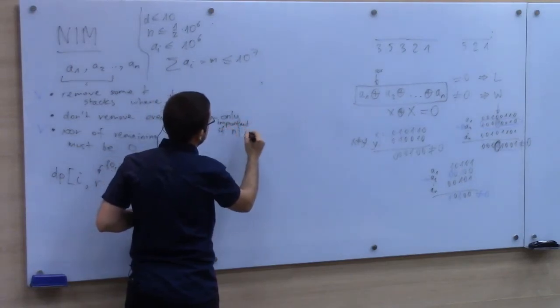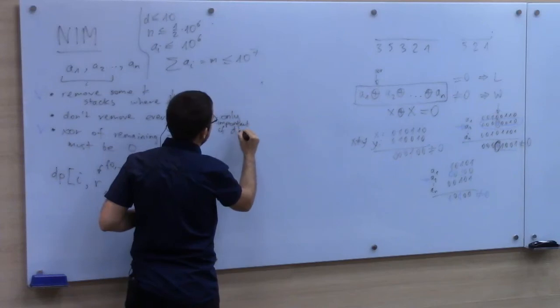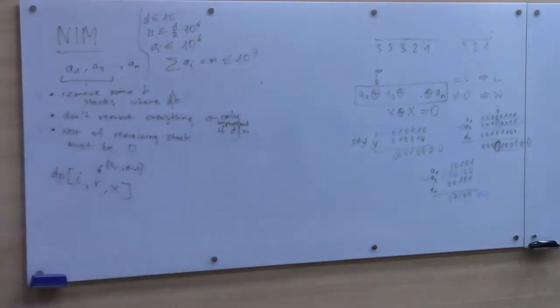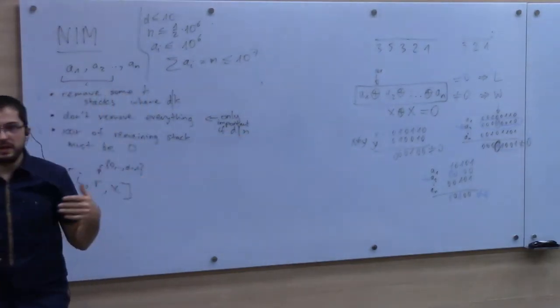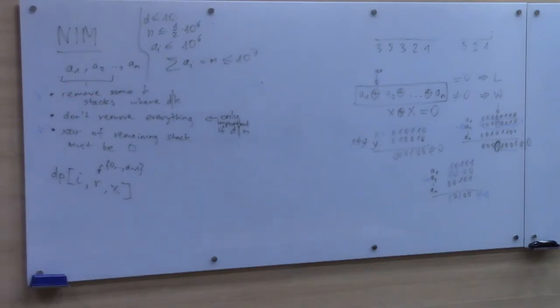So this is only important if n is divisible by d. Okay, but if that's the case, then we would like to remove all of these stacks. This is one possibility, because then we have no stacks at all, and the XOR of the stacks is 0. So this is one good possibility to do this. But okay, we know that we can do this, so let's forget about it.